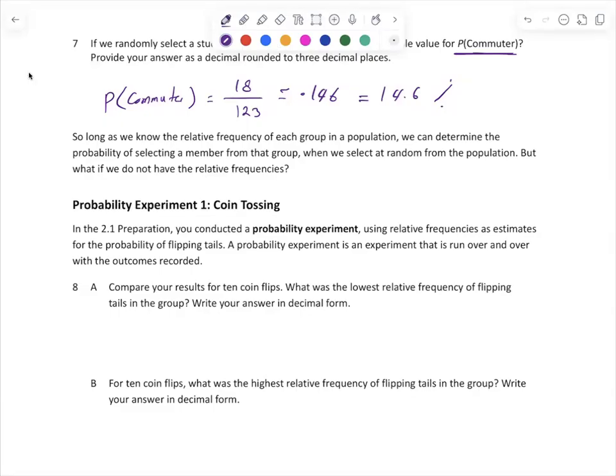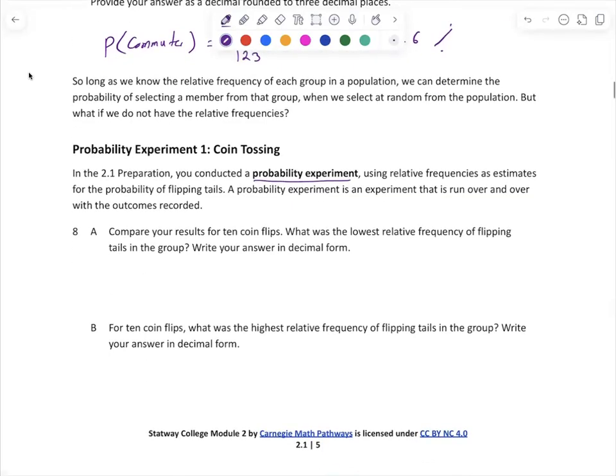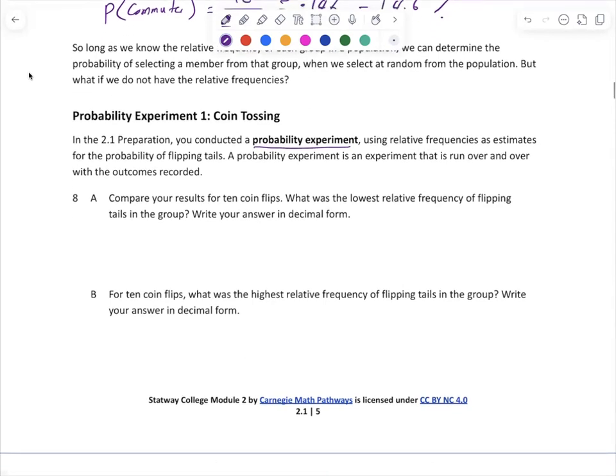Very well. So let us move on to the probability experiment of tossing a coin. Remember that in our preparation, we had an experiment, and that probability experiment was tossing a coin multiple times to calculate the probability of getting a tail. Compare your result for 10 coin flips. What was the lowest relative frequency of flipping tails in the group? So, as I mentioned before, when you're in your breakout room, you're going to reference the piece of paper that you kept track with 50 flips, and you're going to answer the question based on that result.